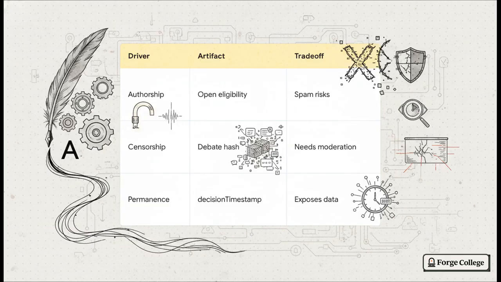Great philosophy. Everyone gets a say. The artifact is open eligibility. But the trade-off? Open eligibility acts like a giant permanent magnet for digital spam.